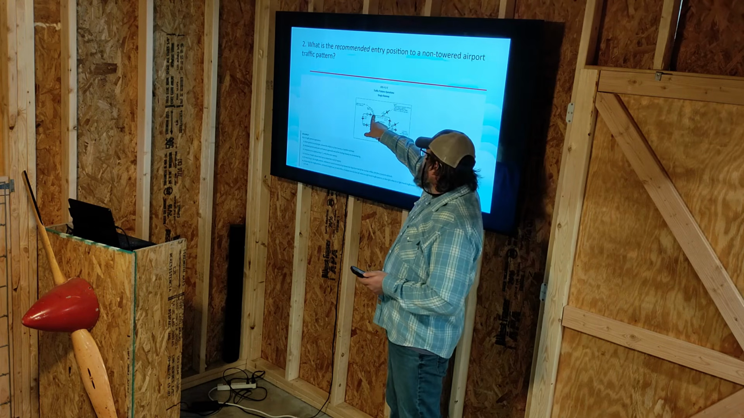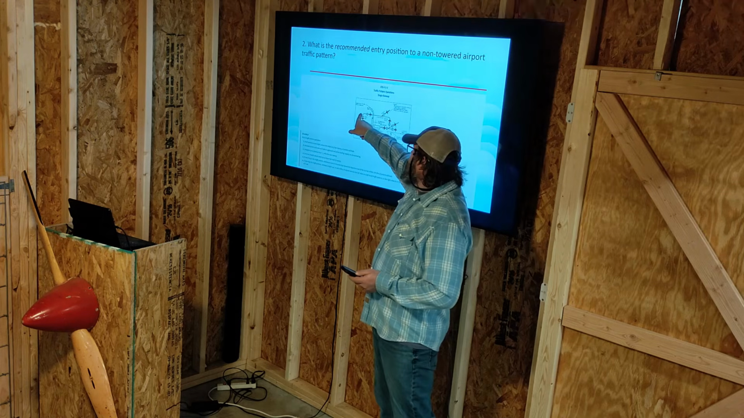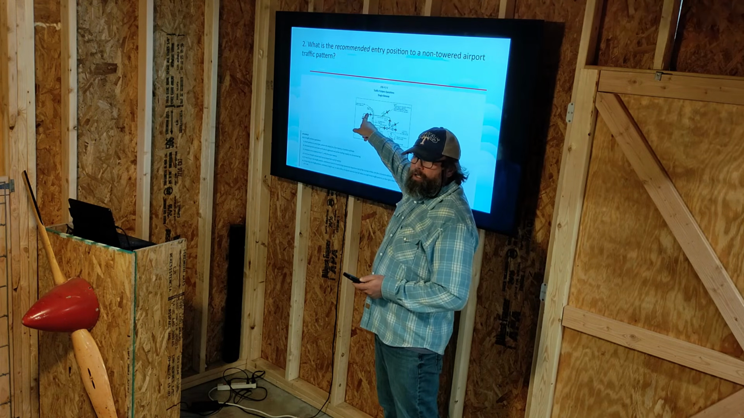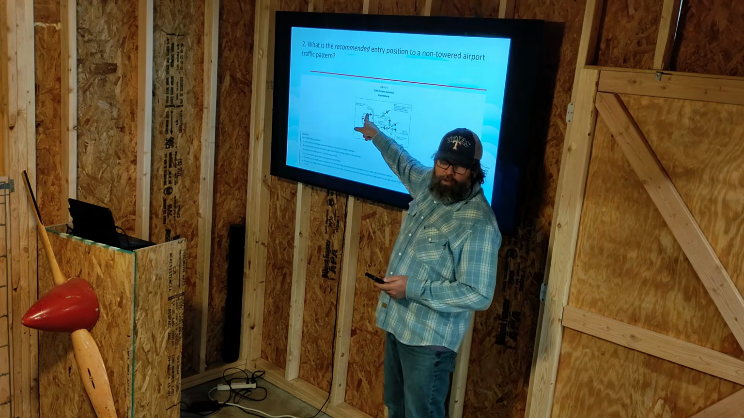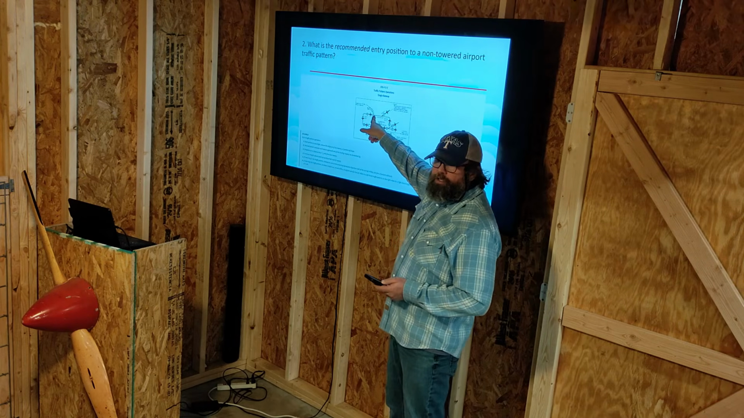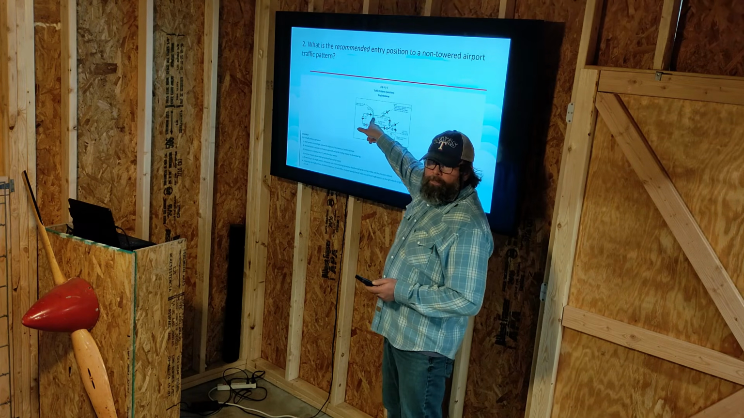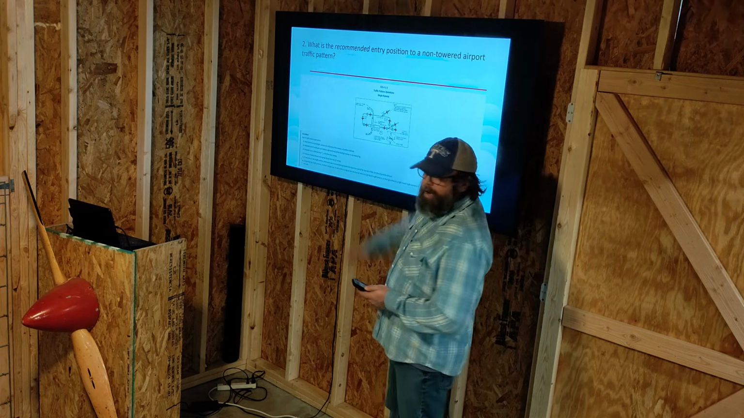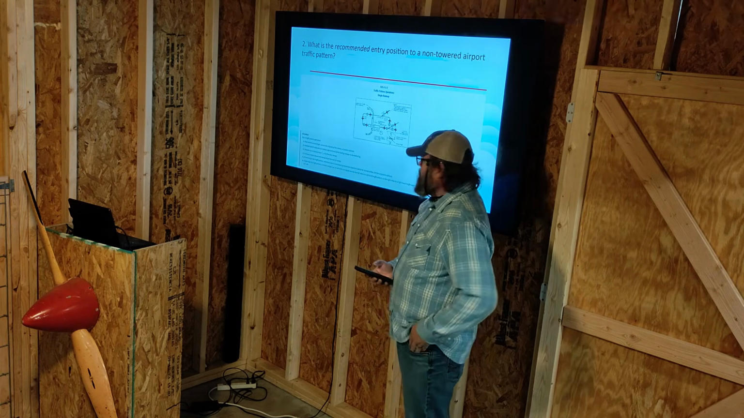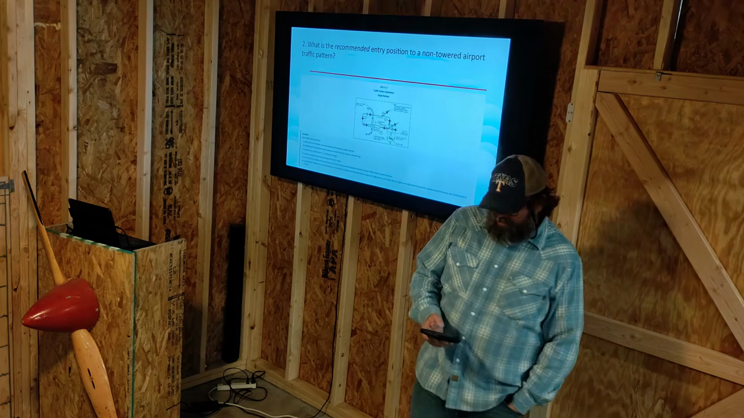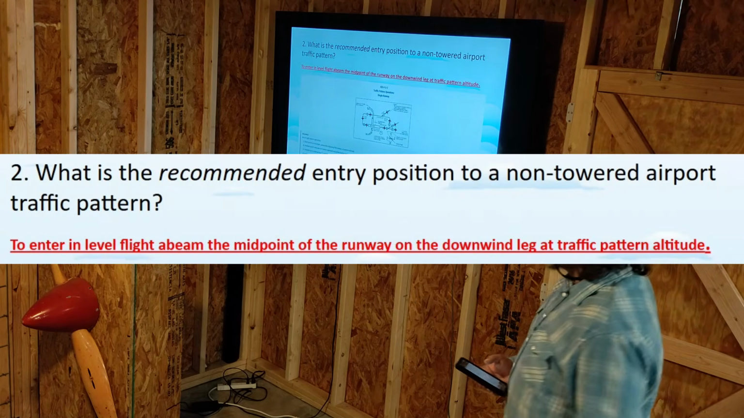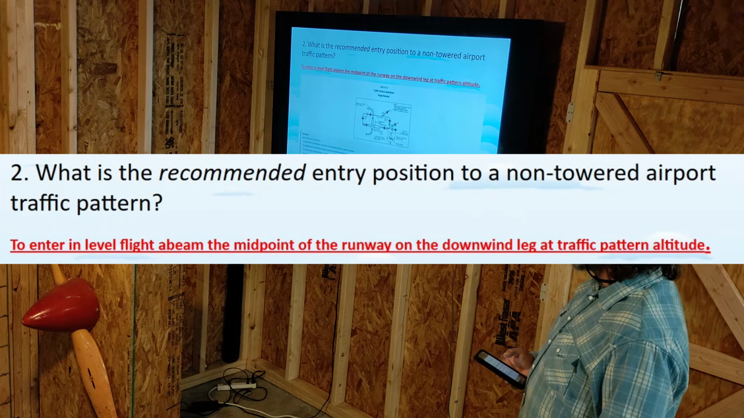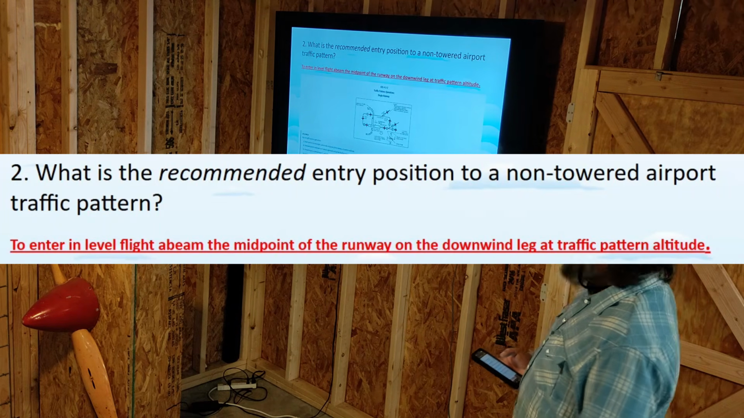A lot of people enter here and then they're actually not established until they're down here. That's getting behind the airplane. You shouldn't do that. You should actually be wings level, established on the downwind at midfield. That's a standard pattern entry that's recommended by the FAA and the Aeronautical Information Manual. Right? So the answer to your question is, to enter in level flight, beam the midpoint of the runway on the downwind leg at traffic pattern altitude.